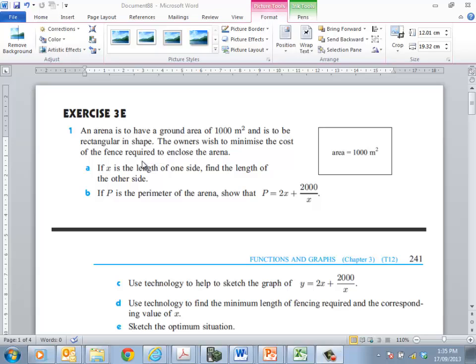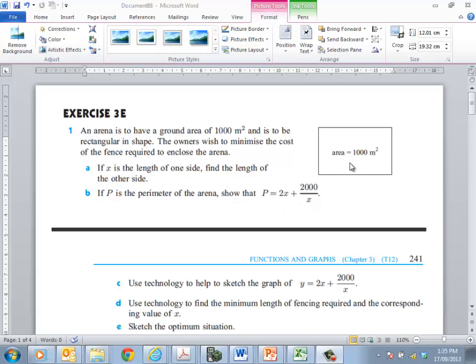If we're looking at the question, an arena has to have a ground area of 1,000 square metres and it's got to be rectangular in shape. The owner wishes to minimise the cost of the fencing to enclose the arena. So if X is the length of one side, find the length of the other side.